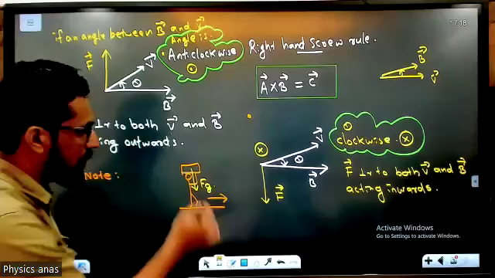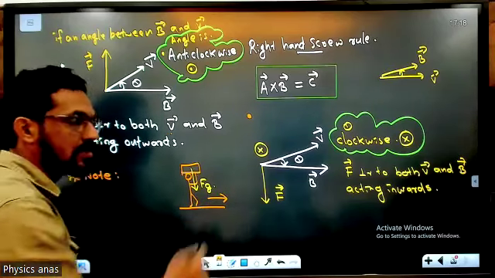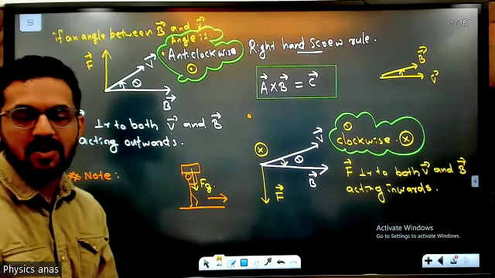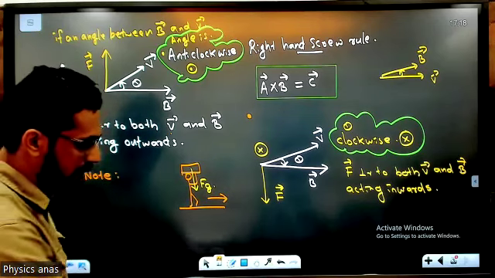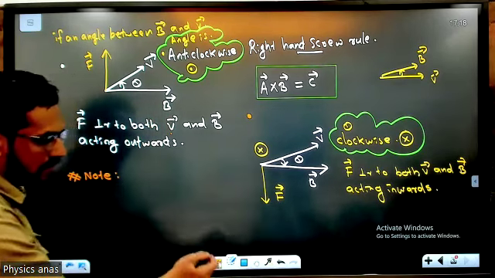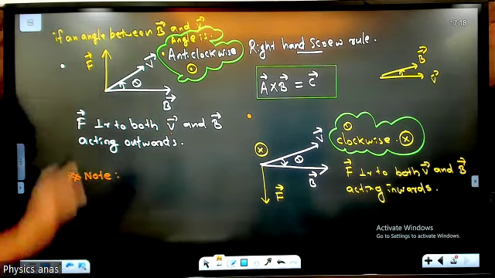Why? The force is perpendicular to the direction of the motion, so the work done will be zero. Did you understand this? Okay. Now tell me, what will be the work done by magnetic force?